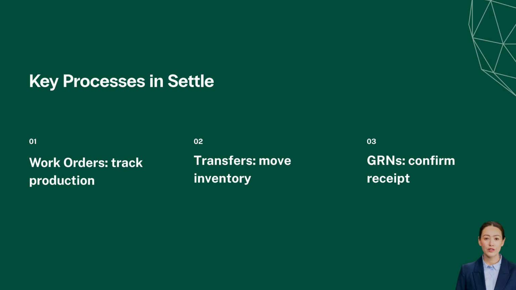Together, work orders, transfers, and GRNs give you control and clarity at every stage of your supply chain. Work orders track production, transfers manage stock across locations, and GRNs confirm receipts. By using these workflows in Settle, you'll maintain accurate inventory levels, improve operational efficiency, and reduce costly mistakes.